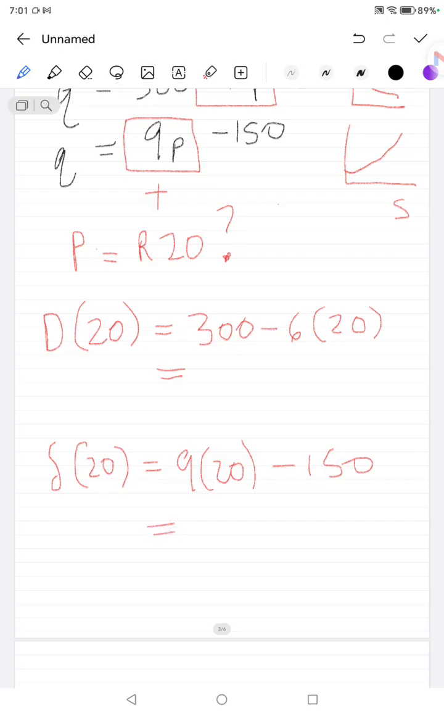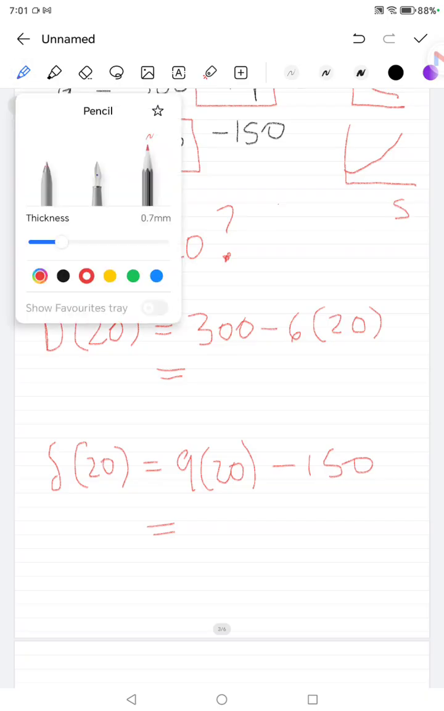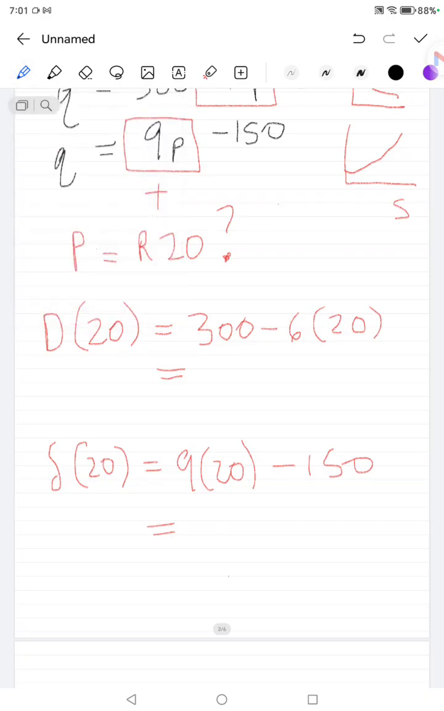Then we check what the answers are for those two. For the demand, it's 180. Then you get your 180.